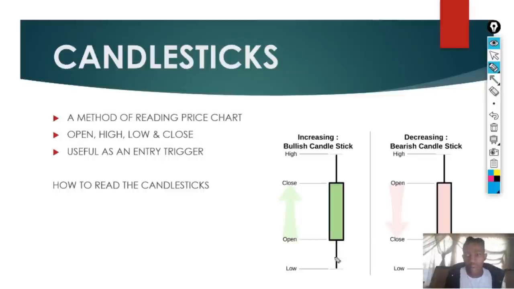So now, when you have a bullish candlestick open, it will open at the bottom. So when you see a low here, it means it opened, it went down and went back up to create a high, and went back down to close around here. Hence, this is why we have this one like this. So there's an opposite for a sell.